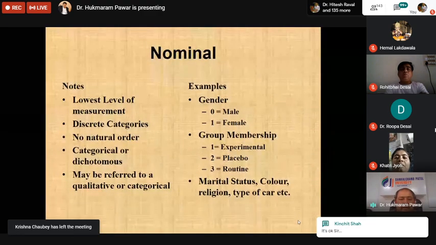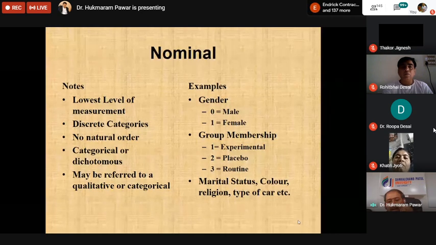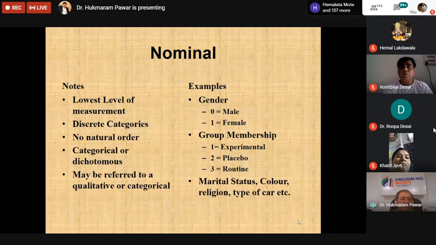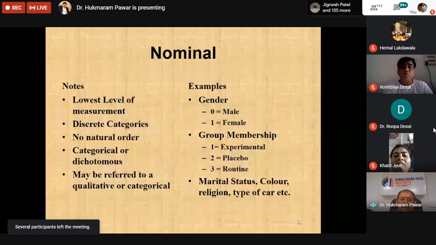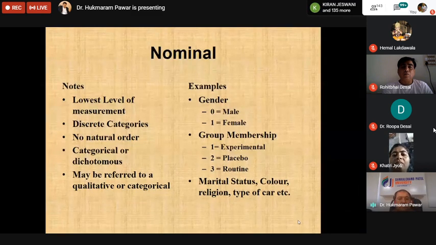So nominal data is the very first, and these numbers are given only for identification purposes. Marital status, color, religion, types of car are various examples. How do we understand nominal? It is the lowest level of measurement, with discrete categories and no natural order. Categorical or dichotomous types characterize it, and it may be referred to as qualitative and categorical.